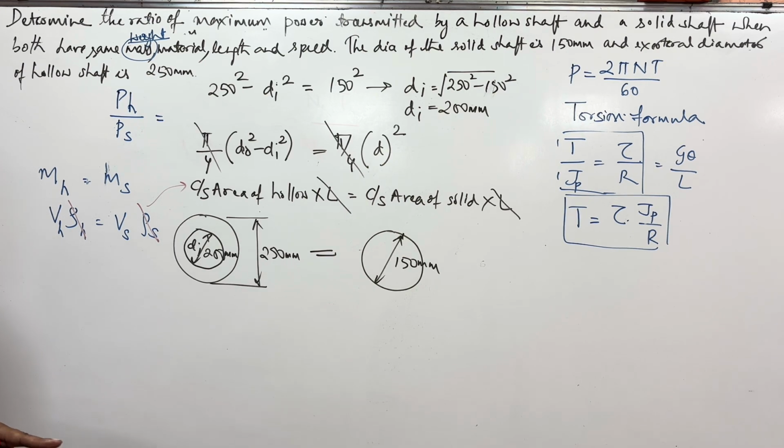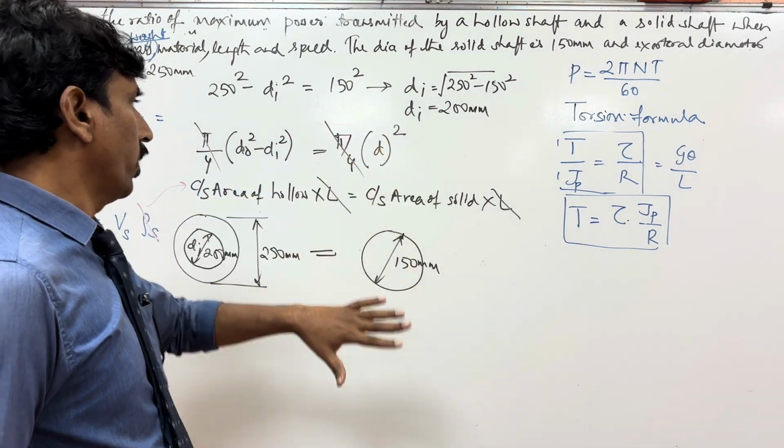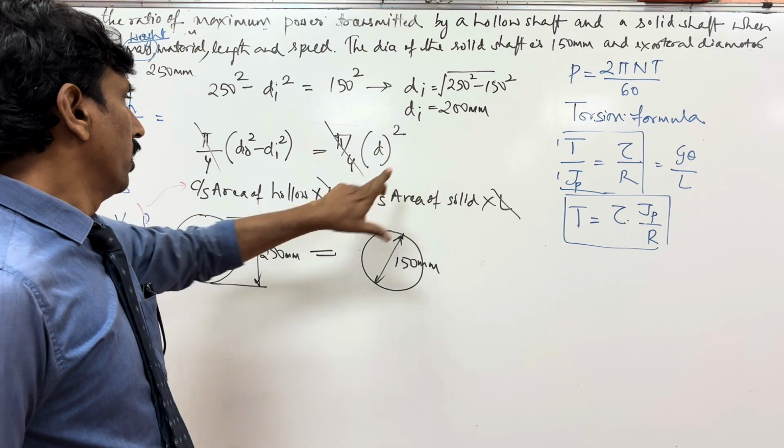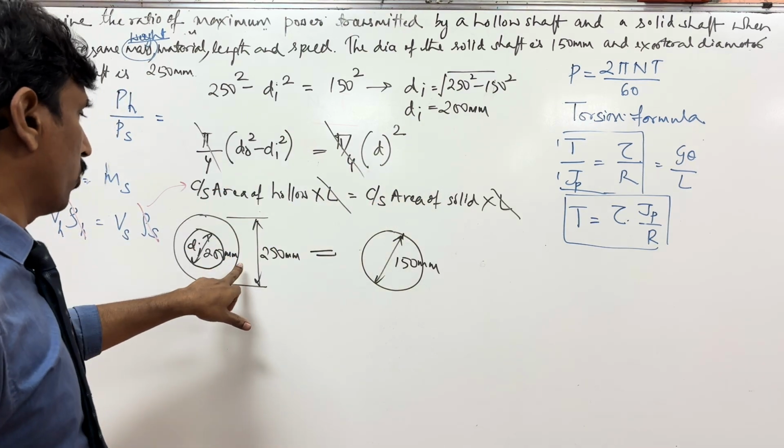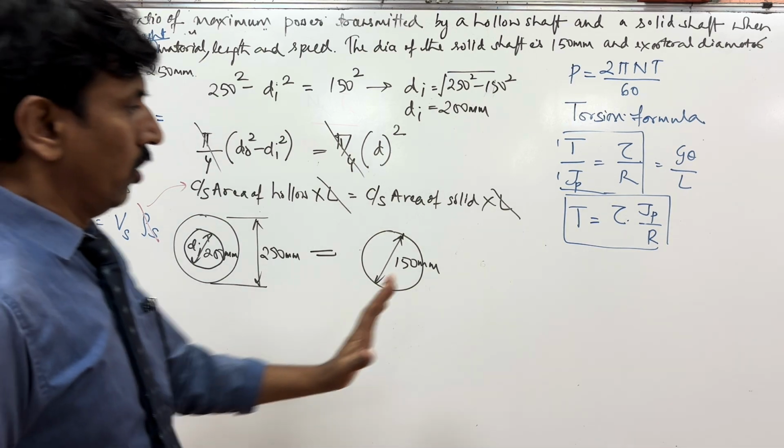Okay. Now we are supposed to find out the ratio of the power, which is the ratio of the torques. So what we will do, we will try to substitute the ratio of the torques here. We have done up to this point where we have found that this internal diameter is 200. Is it visible up to here?